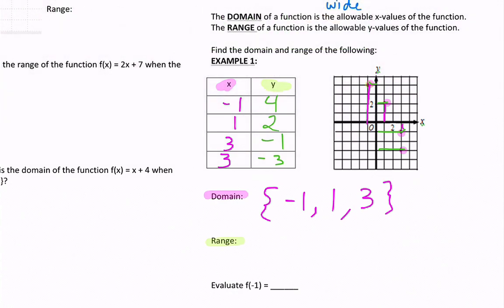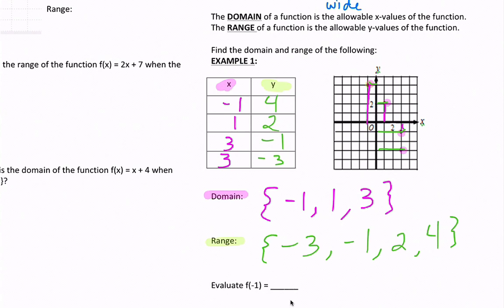All right, now let's do our range, which is our y's, so we're going to list them. And to be proper, we want to put them in numerical order, so the smallest number is -3. The next smallest number is -1, then 2, then 4. Close your brackets. So range, when it's a discrete graph, all you have to do is list the y values.